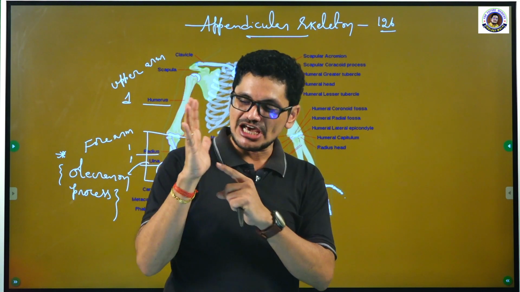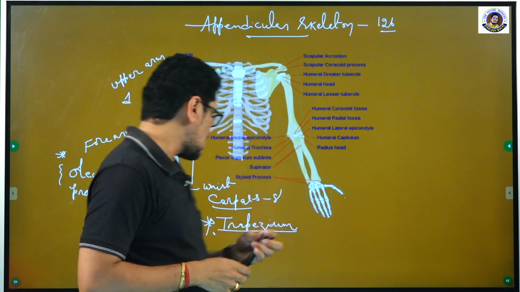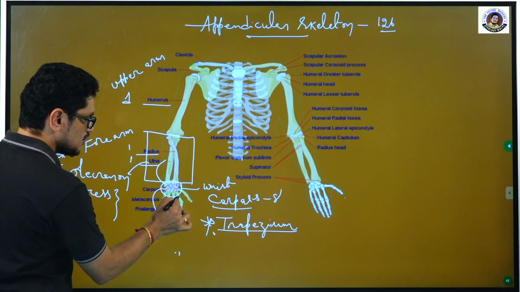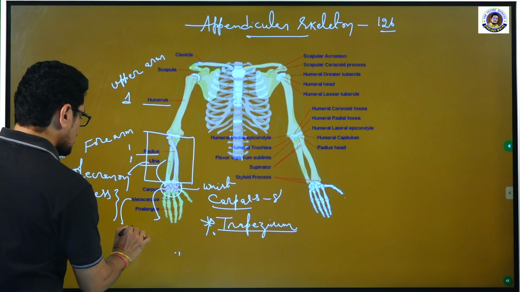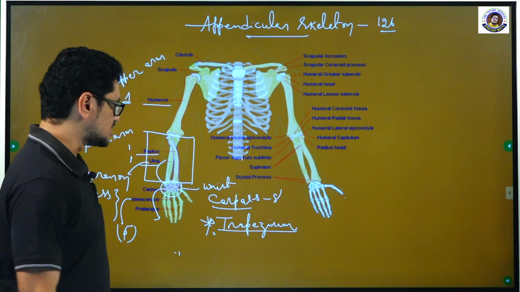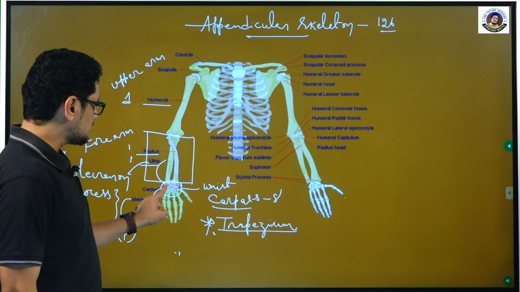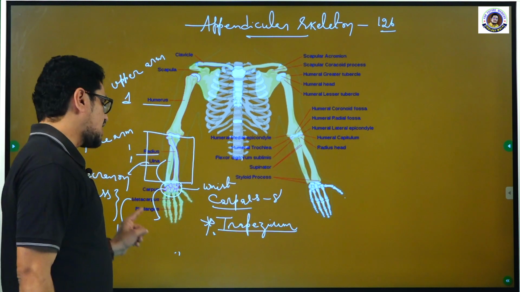Five fingers are present. So the bones present in the palm are called metacarpals. See this: 1, 2, 3, 4, 5. Five metacarpals are present. Students, don't forget the number: 1 plus 2 is 3, plus 8 is 11. And now 5 bones are added.